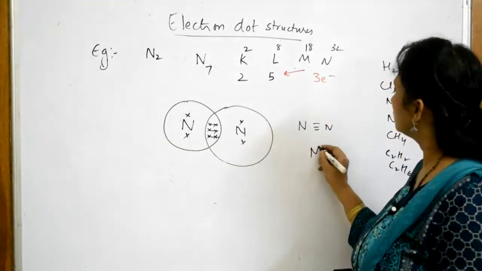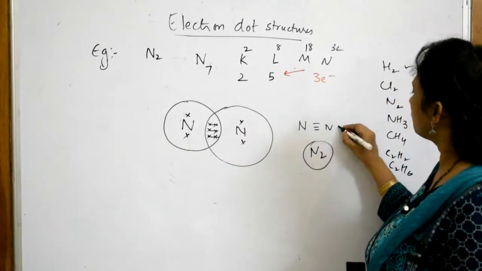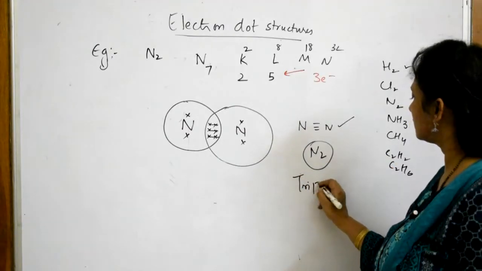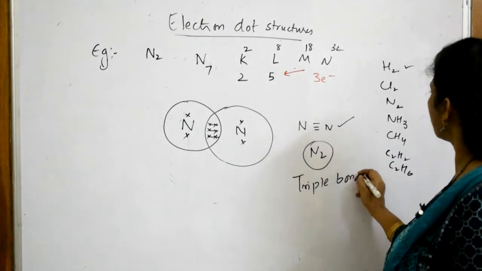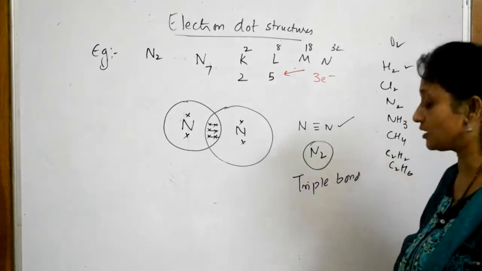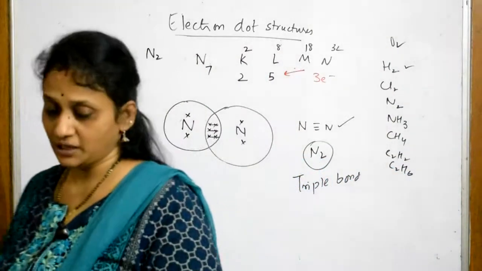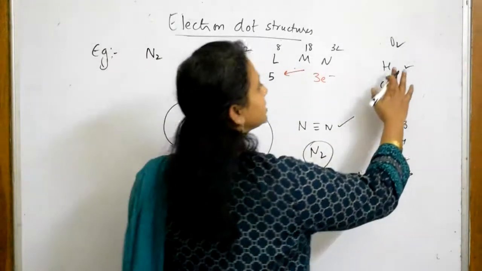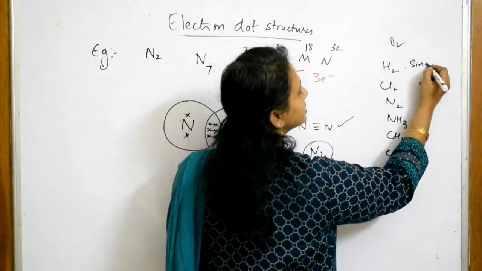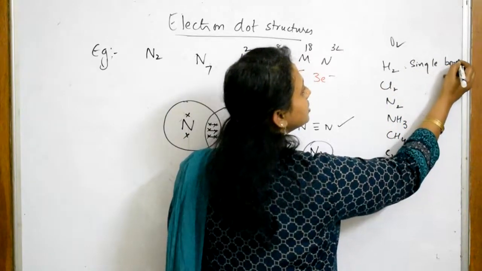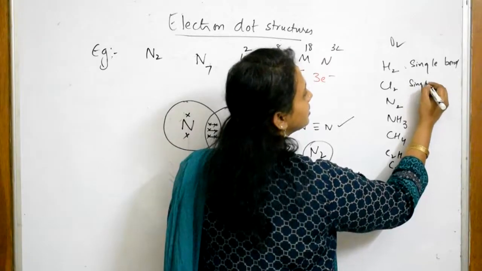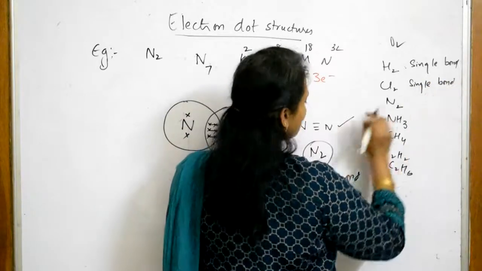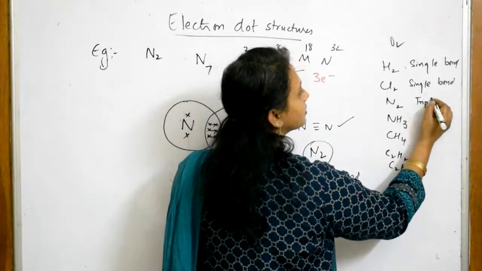So N2 is a molecule. What is the type of bond here? It is nothing but a triple bond. Shall we write for oxygen also? Let us see that also. Hydrogen, which type of bond was it? It was a single bond. Chlorine was which bond? Single bond. Nitrogen is which bond now? It is a triple bond. Correct.